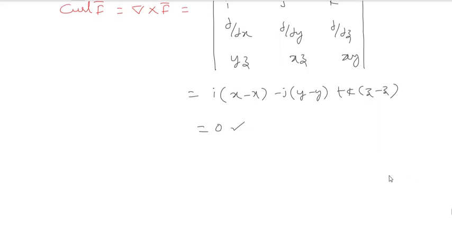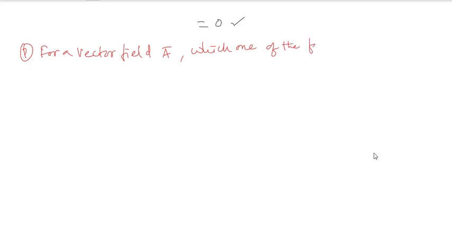These are the questions. Alright, so let me take some recent questions on vector calculus. Recent GATE 2020 question it is. Let me take it: for a vector field A bar, which one of the following is false?